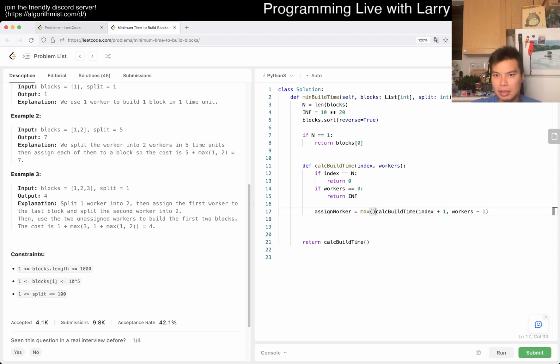and blocks sub index, and then the split worker, and we can split as well. This would be splitting the worker to figure out the current person. So it would be max of calc build time, the same index, but workers times 2. We want to say min it at n.